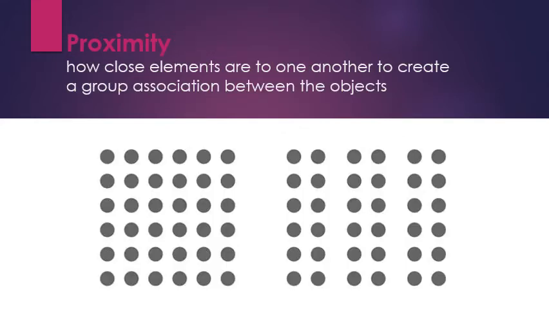Okay, the next one is proximity. How close elements are to one another to create a group association between objects. So this is the same design principle you've probably covered in other design courses as well, proximity. The grid of circles on the left, they're all equally spaced, so it's reading as one grouping of dots, versus the groupings on the right, they're spaced a little bit differently. So now all of a sudden your brain is grouping these dots into three columns of dots, right? So that's the principle of proximity.